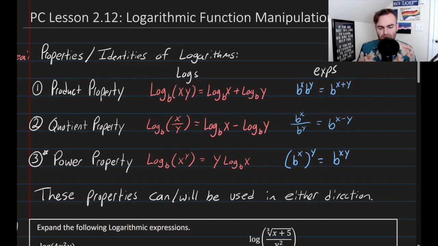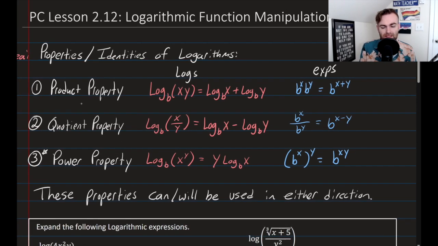So the first property we're going to talk about is the product property. This means that if you add two logarithms together that have the same base, it is equivalent to a single logarithm where the argument is the arguments of the two logs you're adding multiplied together. So addition on the outside turns into multiplication on the inside.